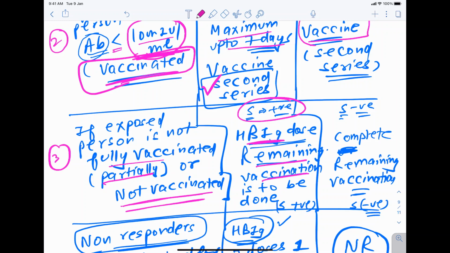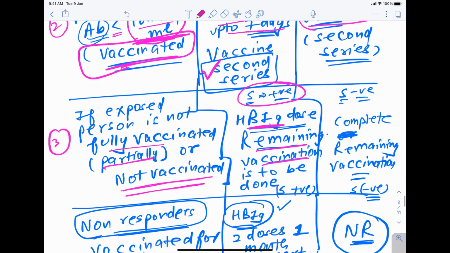Then on this side, the source is negative, but if you are not vaccinated, then you need to take the vaccine now. So you have to complete the remaining vaccination, or if it is not done at all, then the complete 0-1-6 schedule you have to take, and if it is partial, then also you have to take the remaining vaccination.